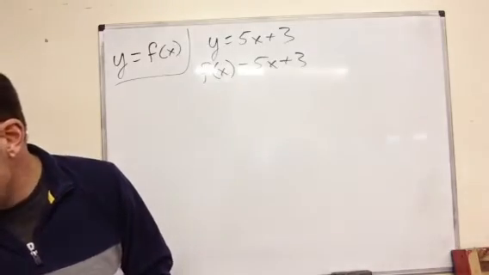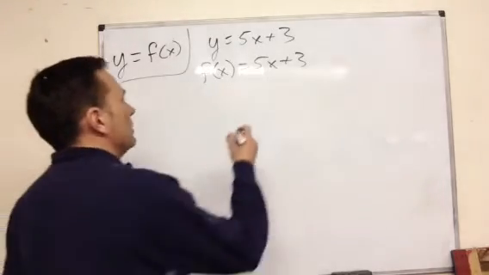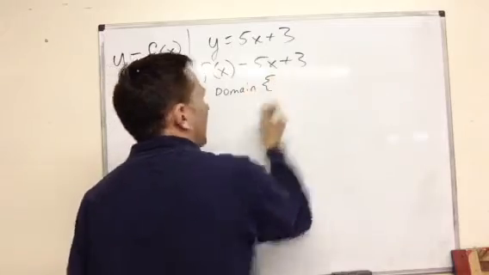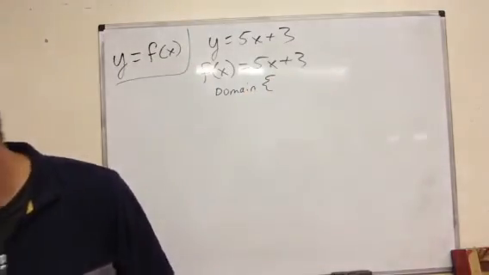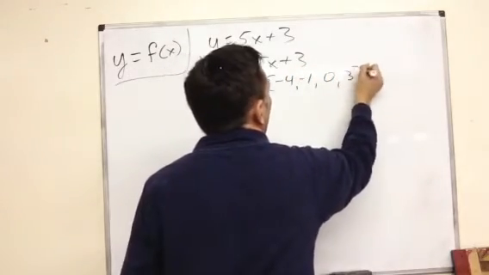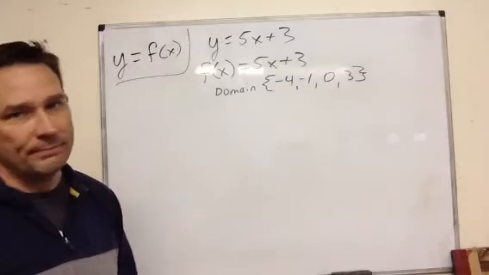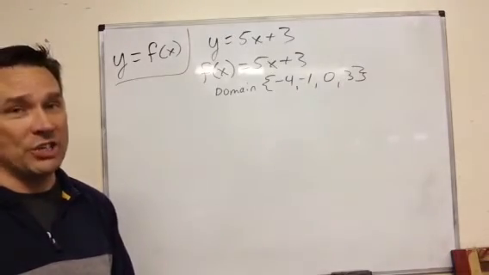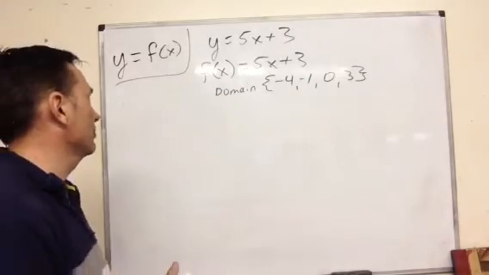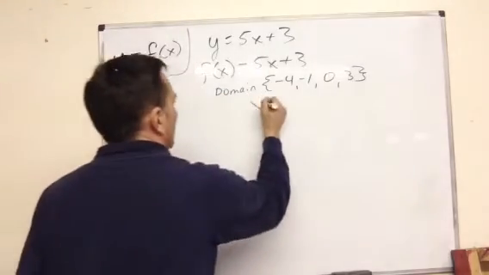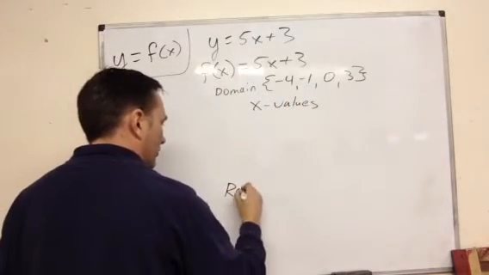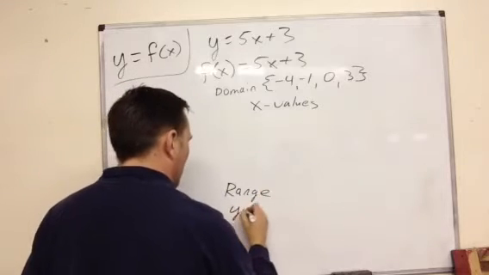So when we're looking to evaluate, I want you to evaluate this function with a domain. What numbers did I pick? -4, -1, 0, and 3. And I want you to find what the range is. Remember, your domain values are your x values. So these are your x values. We want to find what our range is, which is our y values.